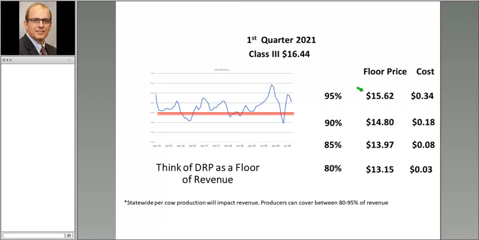A producer has to look at that and say, okay, what am I willing to pay for that level of protection? Where do I want that floor to be to protect my operation? A producer should also be looking at each one of these floor prices and correlating that to their cost of production. That floor price should be relatively close to what that cost of production is, and should provide the basis for determining where that floor should be. So that would probably be one of my biggest recommendations: understand where that floor should be based on where your cost of production is for your individual operation.